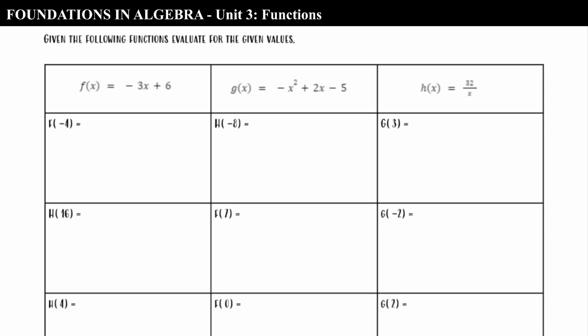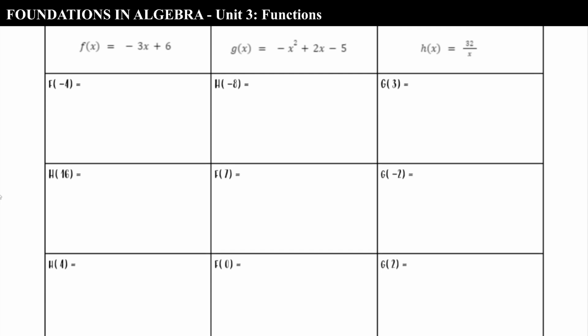All right, for the last set of examples, given the following functions, we're going to evaluate for the given values. So we have an f of x function, a g of x function, and an h of x function. So f of negative 4, we're going to plug in negative 4 for this function. So we got negative 3 times negative 4 plus 6. So that's going to give us 12 plus 6. So that is going to be 18. H of negative 8, that would be this function. We've got 32 over negative 8, and that's going to give us negative 4.